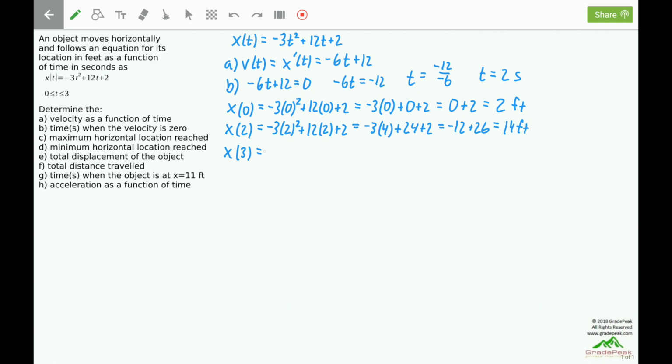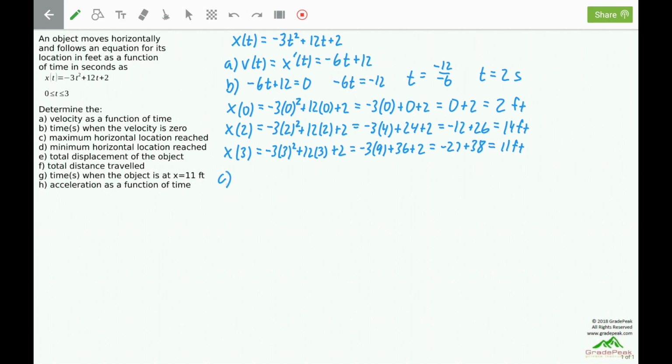And then x of 3, the final time: negative 3 times 3 squared plus 12 times 3 plus 2 will be negative 3 times 3 squared, which is 9. 12 times 3 is 36, plus 2. Negative 3 times 9 is negative 27, plus 36 plus 2 is plus 38. Negative 27 plus 38 is 11 feet.